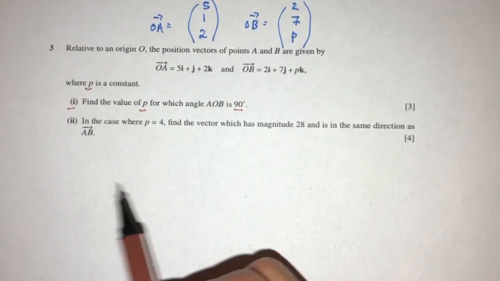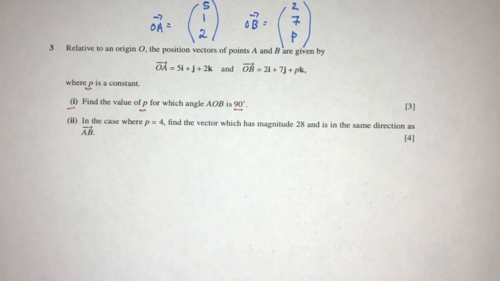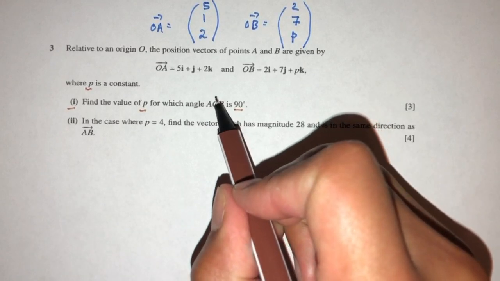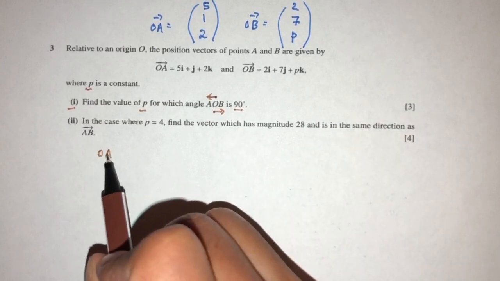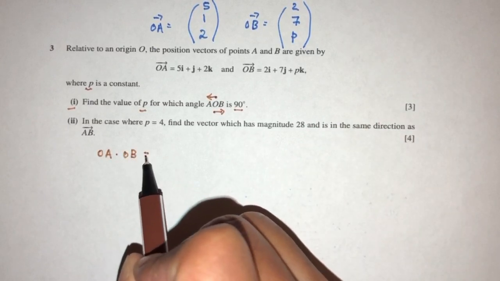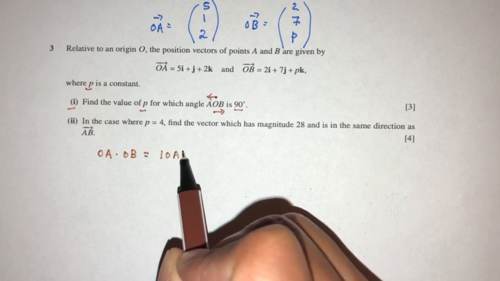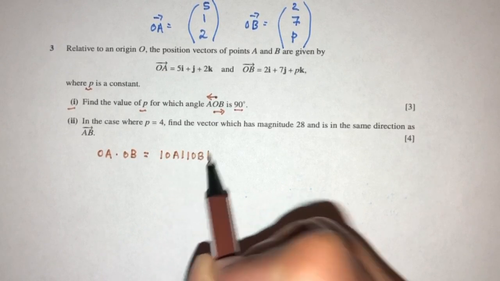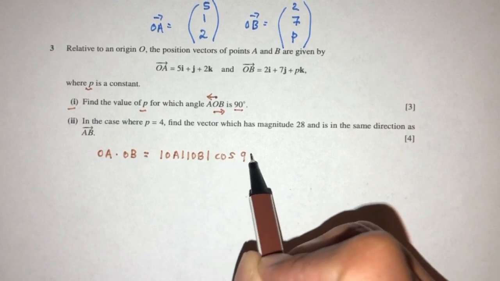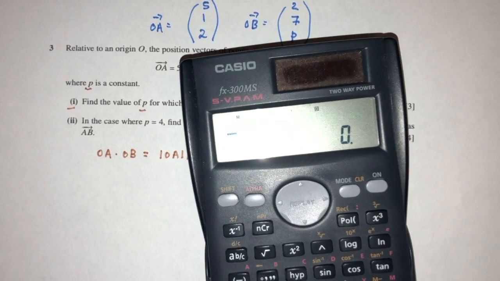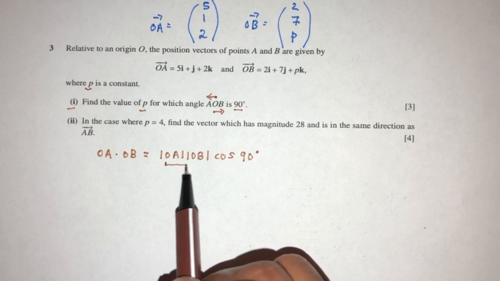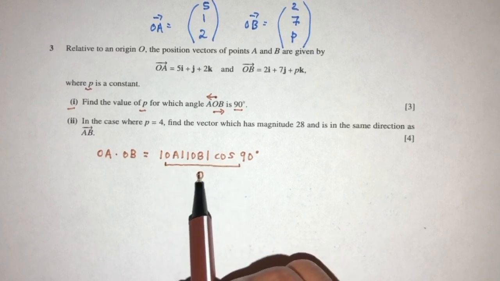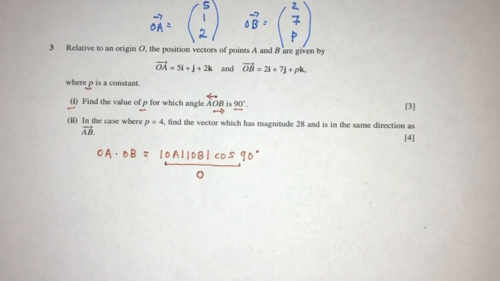Now we understand that to find the angle AOB, usually how would you find that? We take the directions OA, OB. So you will do OA dot OB is equal to the magnitude of OA times the magnitude of OB and cos of the angle 90. Now what is cos of 90? Cos of 90 will be 0. So this whole thing here will be 0 because they are perpendicular. The dot product of the two directions will be 0.